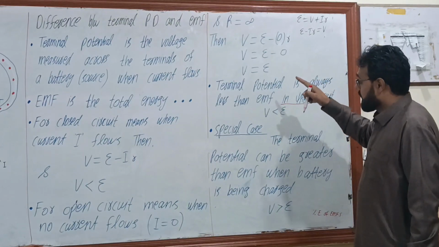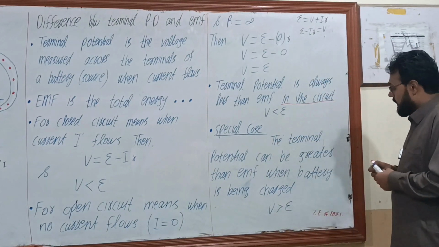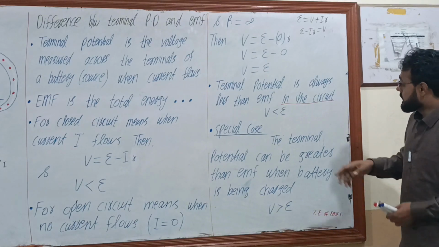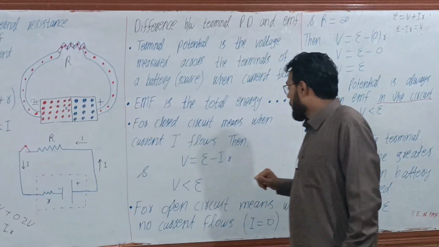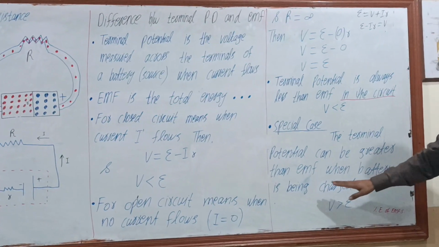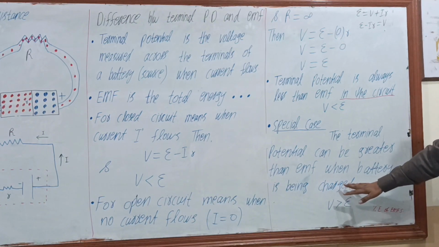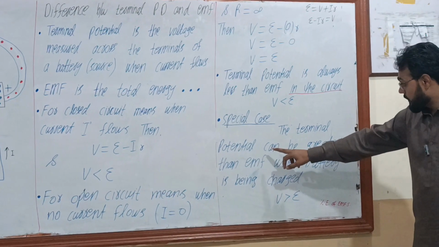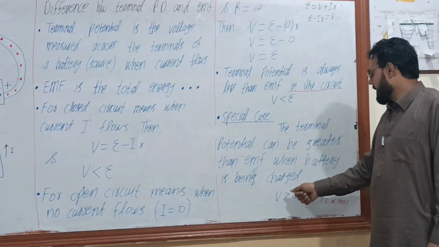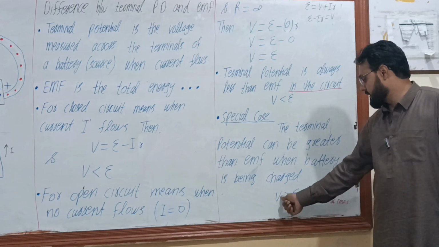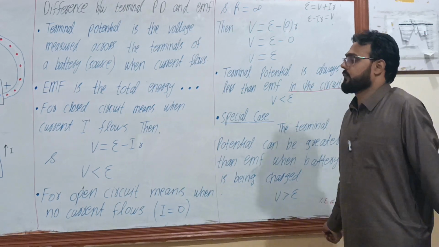In a circuit, a special case. The terminal voltage can be greater than EMF when the battery is being charged. When the battery is being charged, the terminal voltage is greater than EMF. That's all.